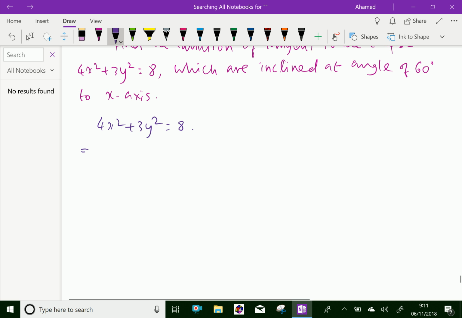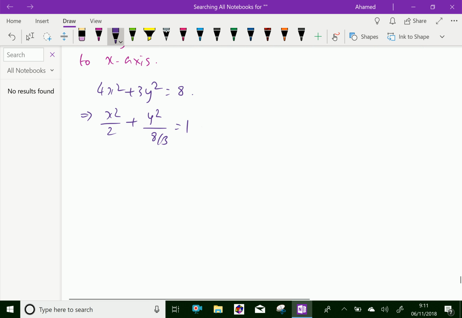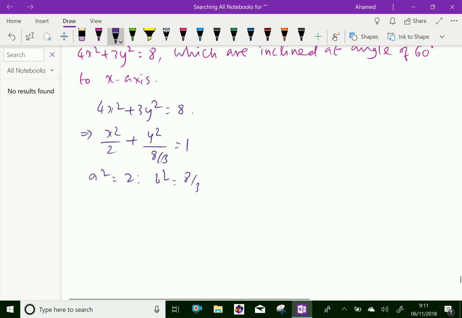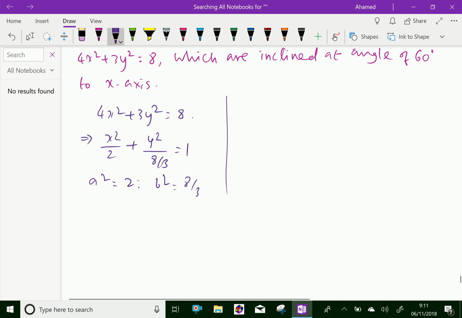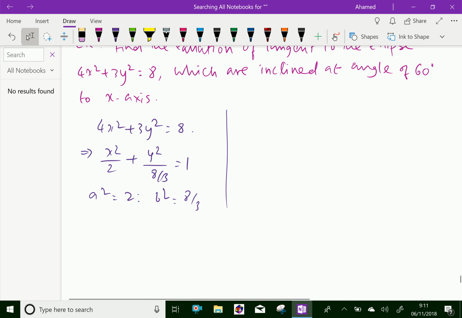Divide throughout by 8, we get x squared over 8 over 4, that is 2, plus y squared over 8 over 3 equals 1. Here we can say a squared equals 2 and b squared equals 8 over 3. Now the slope of the tangent is 60 degrees, therefore m we can write as tan 60, which is equal to root 3.